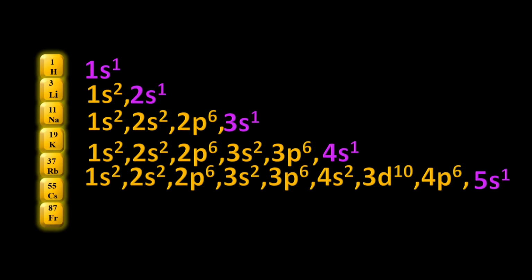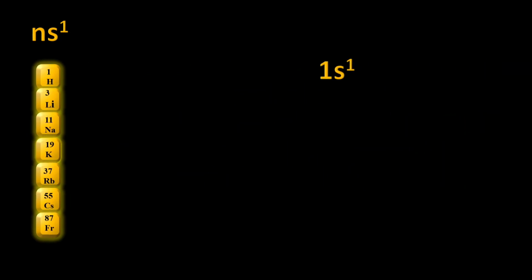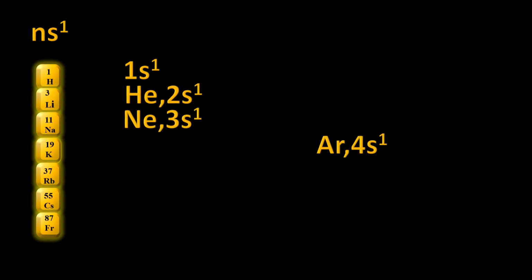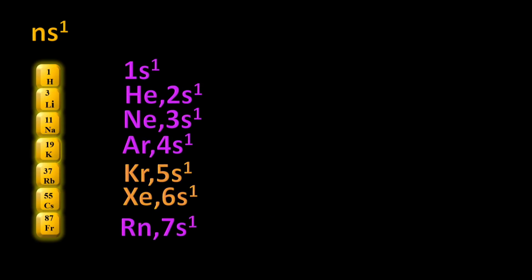By looking at this, we can say that all these elements have one electron in their outermost orbit. So this can be termed as ns1. n is the principal quantum number and s is the shape of the orbital, spherical, and in it there exists only one electron. So, in other words, we can write this with the help of the noble gas configuration, like this.